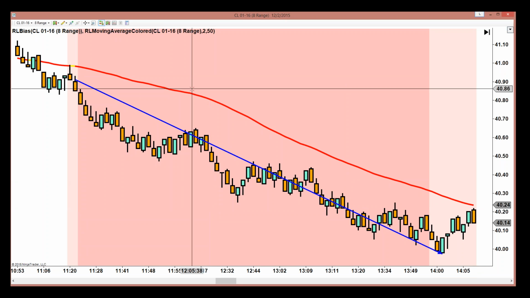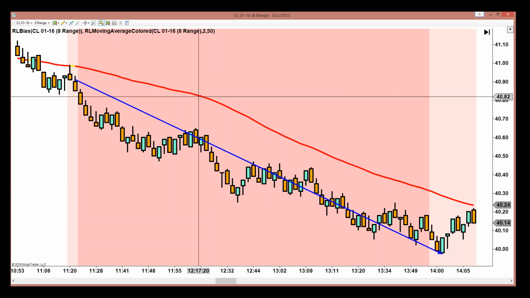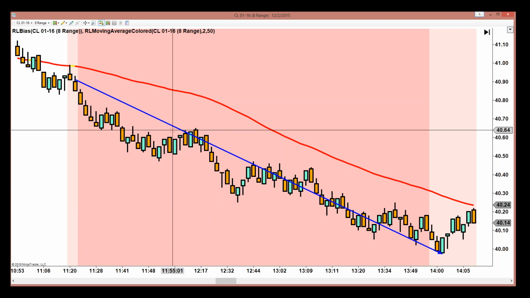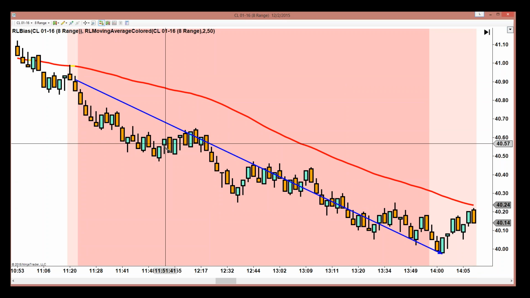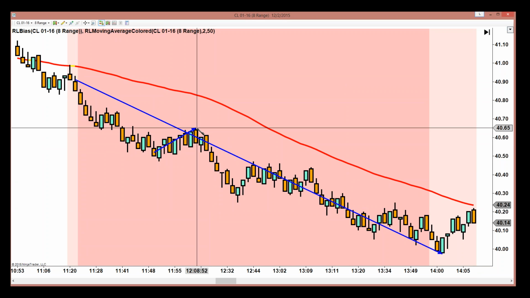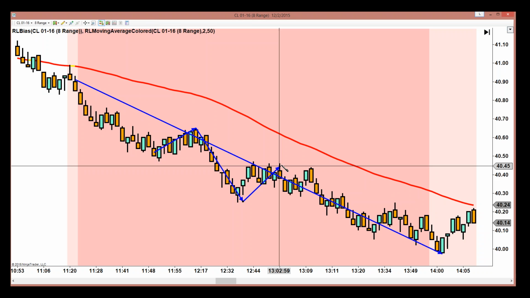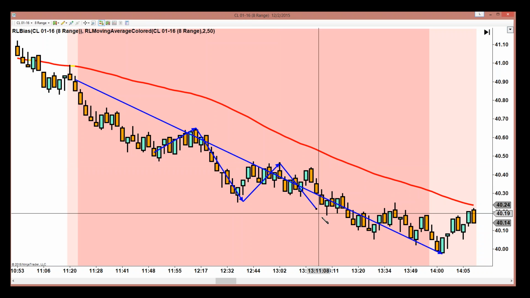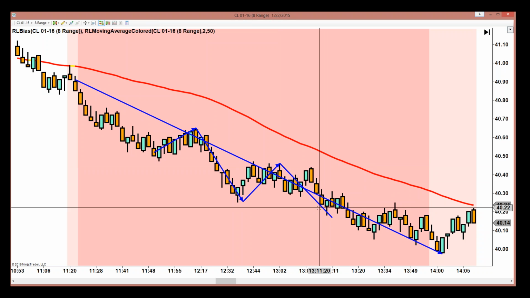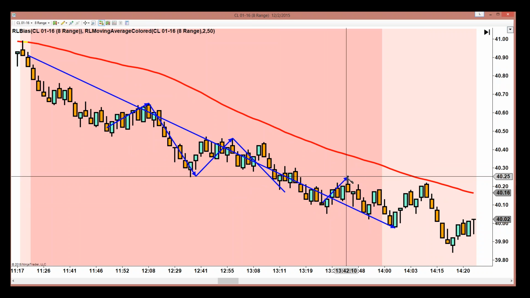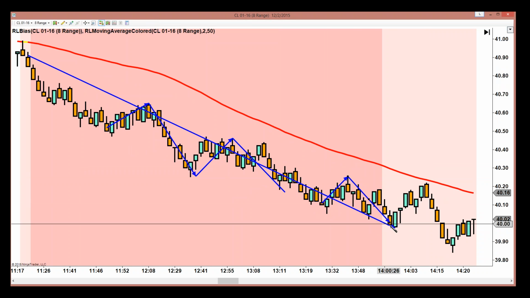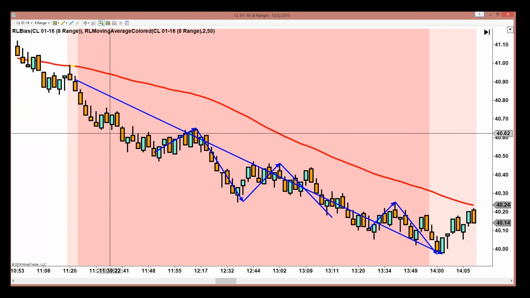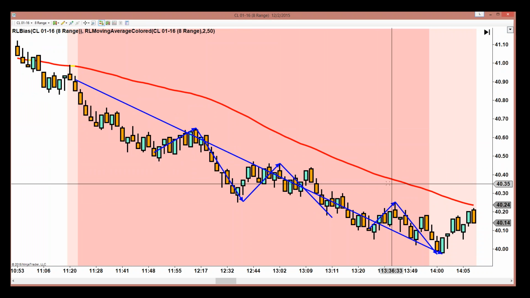Now there's our 50. The only thing that we want to do is potentially take a retracement so that we can go short again. Wait for a retracement so we can go short again.